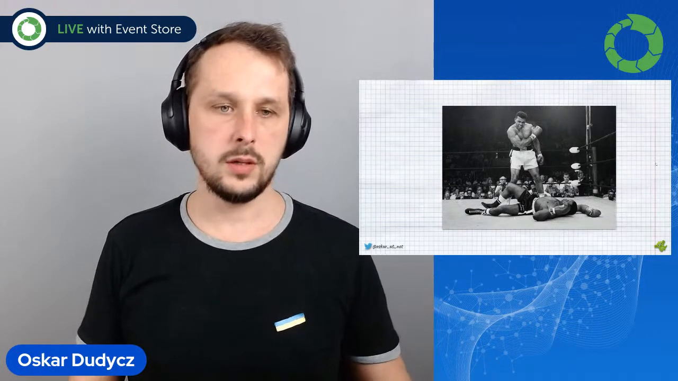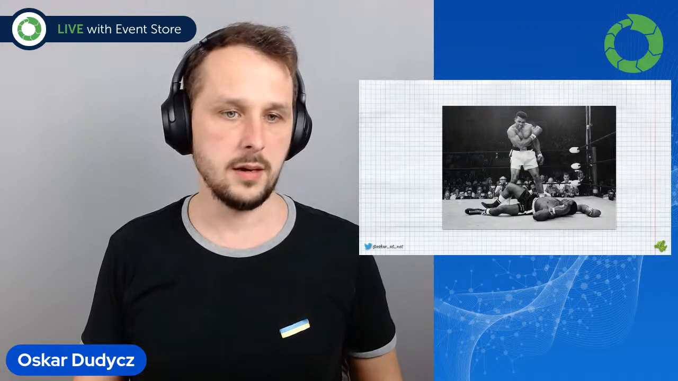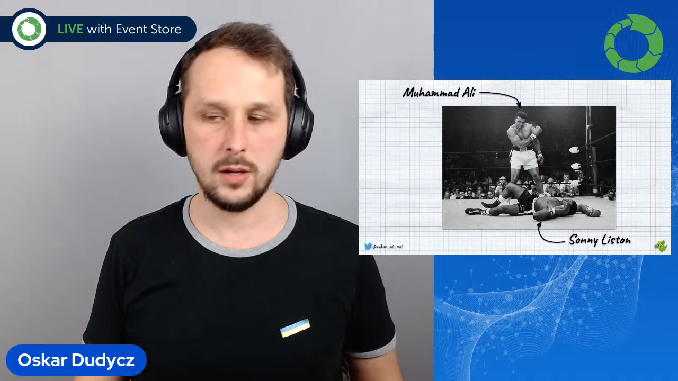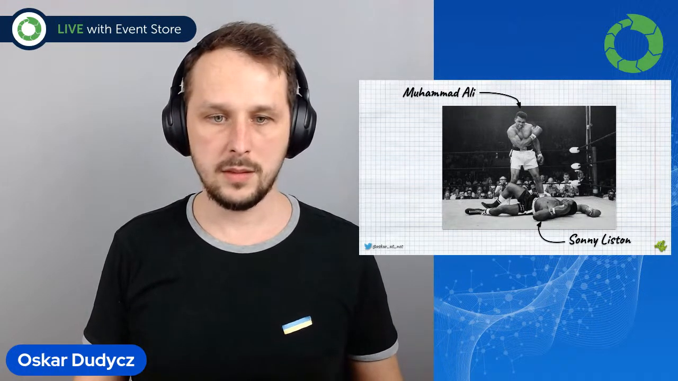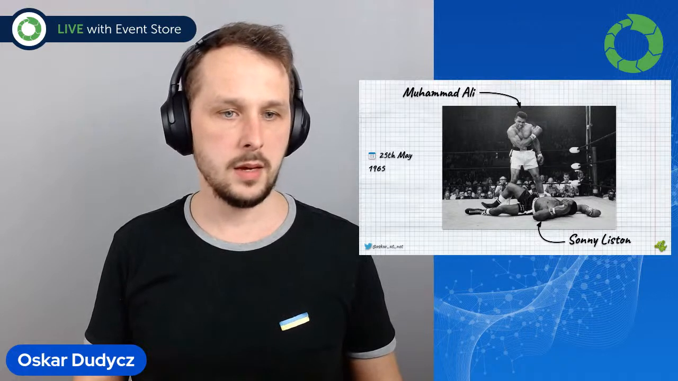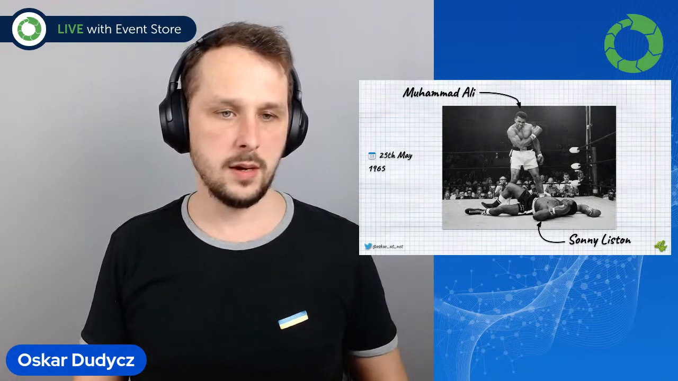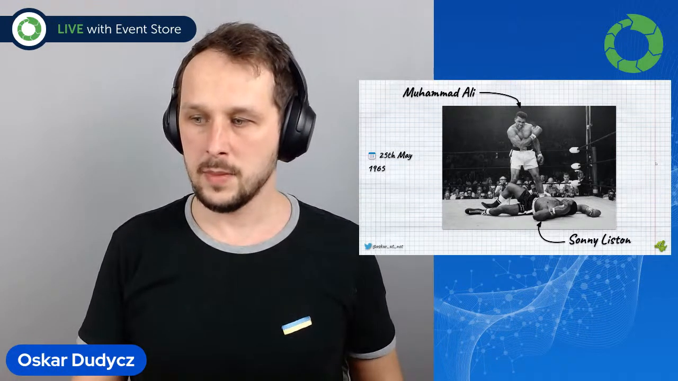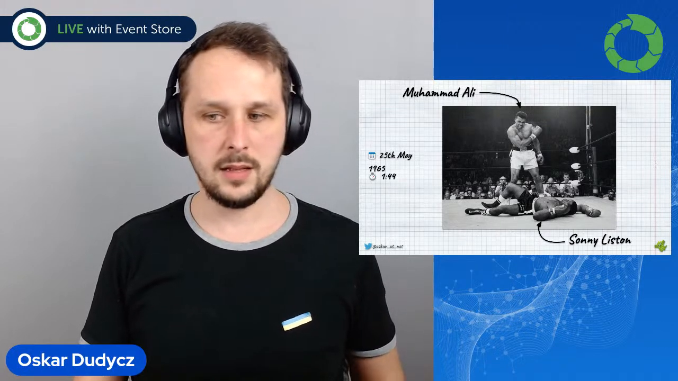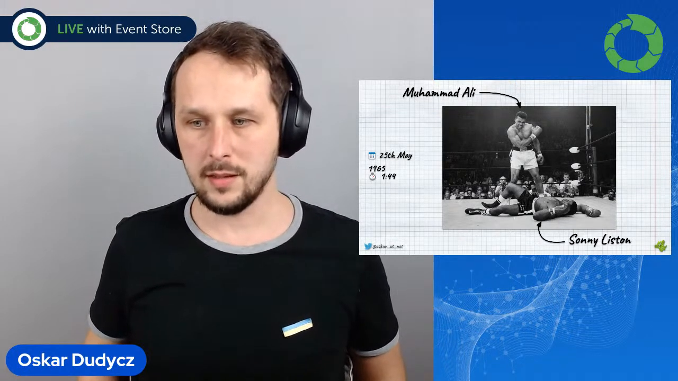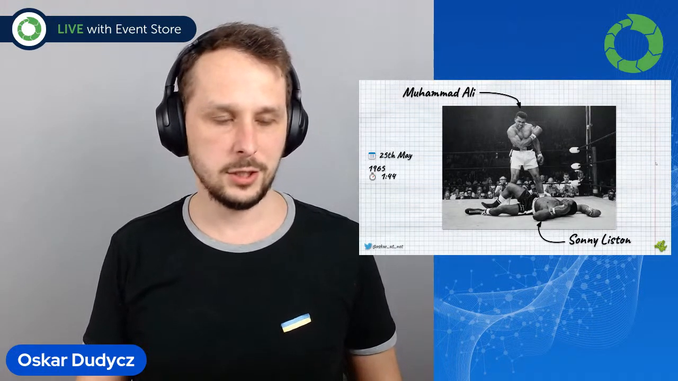And why am I showing you this photo and who's there? For those that are box fans, you for sure know that at the top there is Muhammad Ali and at the bottom there is Sonny Liston. This is a really old photo and it was taken in 1965. This was a fight for a heavyweight championship and it lasted like 1 minute and 44 seconds. So much shorter than my introduction.